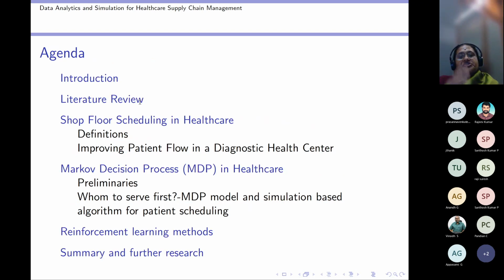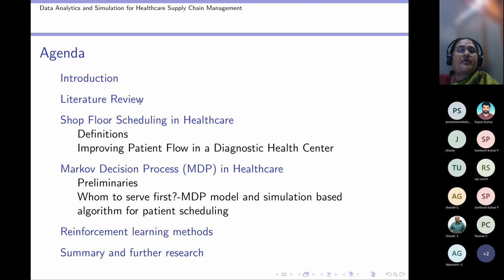So let me share the agenda. I'll start briefly with introducing the problem. I will give you an overview, or a literature review, of how healthcare and operations is generally handled. And then afterwards, I'm going to focus on 2 key modeling perspectives. One is modeling the healthcare scheduling problem as a shop floor scheduling problem.